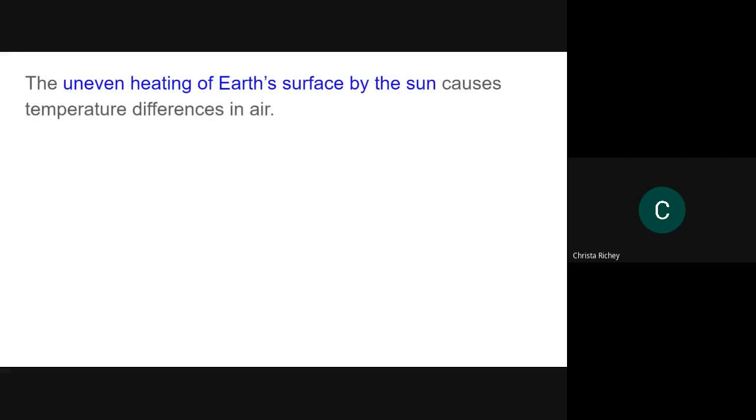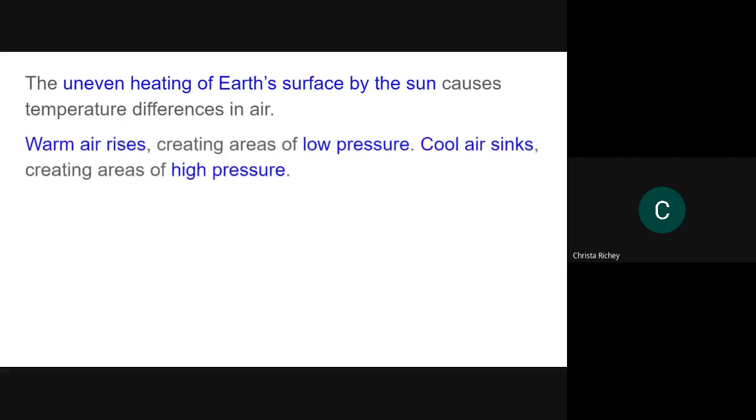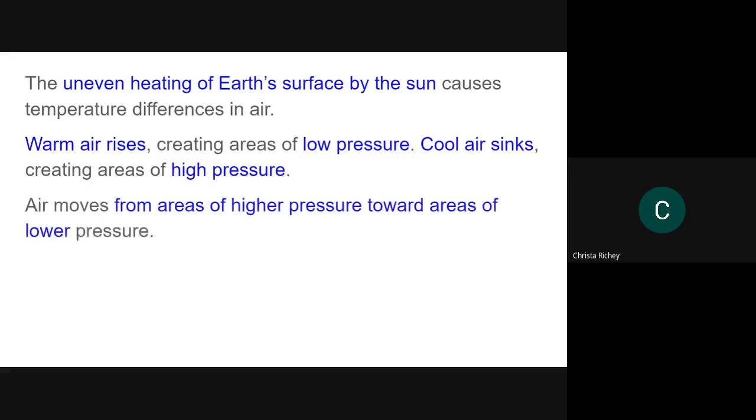Ready. So uneven heating. It could be forested areas versus desert areas. Certain areas are going to heat up faster than others. The easiest analogy that I'm going to have is for those of you who have been to the beach. I'll get to that in a second. But you're going to have areas that warm faster, which are less dense, which are low pressures. Then you have areas that are going to cool slower. They're cooler. They're more dense. And those are high pressures.